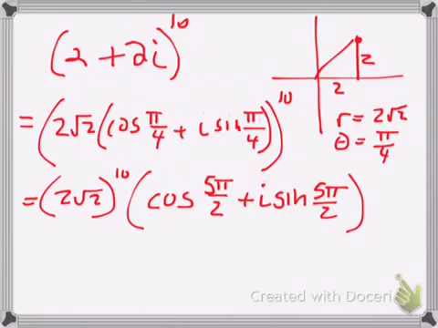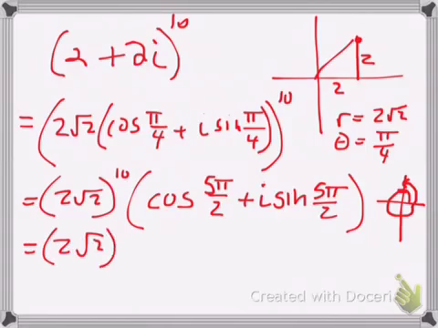5 pi over 2 is going to be, all the way around is 4 pi over 2. Plus another one. So 5 pi over 2 is right there. Reference angle is pi over 2. And it's on the positive side of the axis, and that's important, right? So the cosine of 5 pi over 2 is 0. And the sine of 5 pi over 2 is 1.